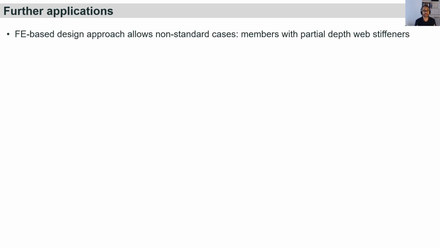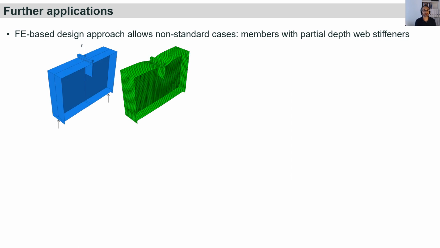So what are further applications of this advanced FE design approach? We can study non-standard cases, for example, members with partial depth web stiffeners. In this case, we have a web stiffener here and on the other side as well, but this web stiffener doesn't run throughout the entire height of this member.